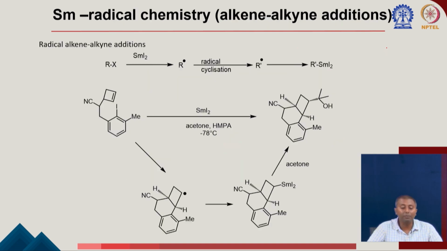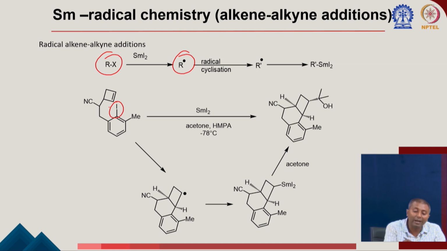I have talked about some of the radical cyclization. So now what is going to happen here: from the RX you are going to generate R dot, which I already mentioned at the beginning, and that can take part in a radical cyclization reaction. Here first this carbon iodine bond is getting cleaved in the presence of samarium, and now it is going to add to the corresponding double bond here, and it is going to generate this radical species.